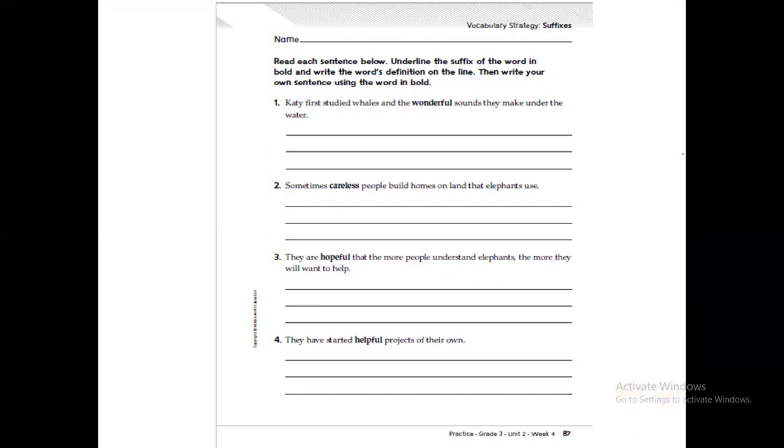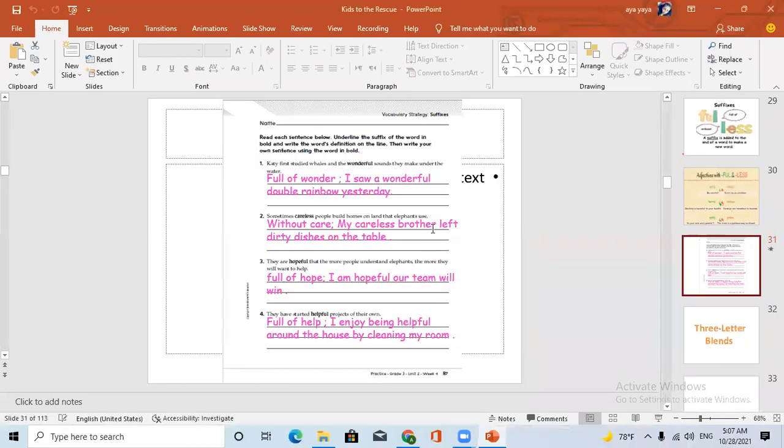Cathy first studied whales and the wonderful sounds they make under the water. Wonderful. What's the meaning of wonderful? Wonderful means full of wonder. Let's put it in a sentence. I saw a wonderful double rainbow yesterday.